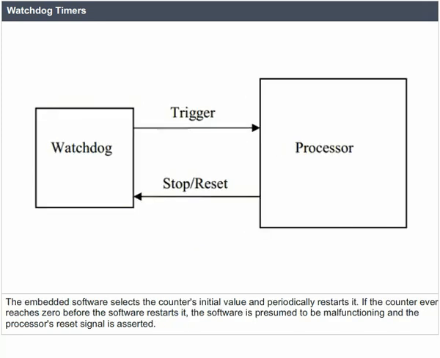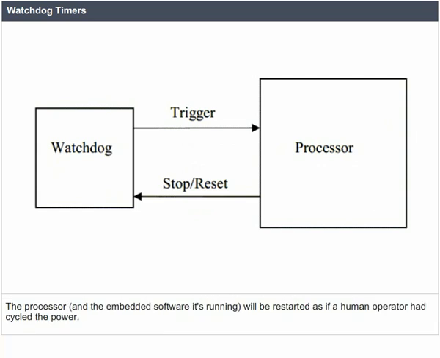The embedded software selects the counter's initial value and periodically restarts it. If the counter ever reaches 0 before the software restarts it, the software is presumed to be malfunctioning and the processor's reset signal is asserted. The processor and the embedded software it's running will be restarted as if a human operator had cycled the power.